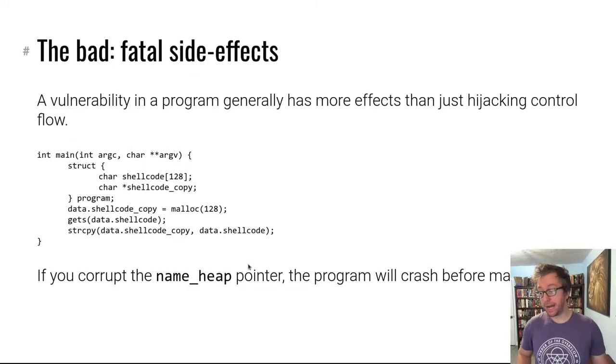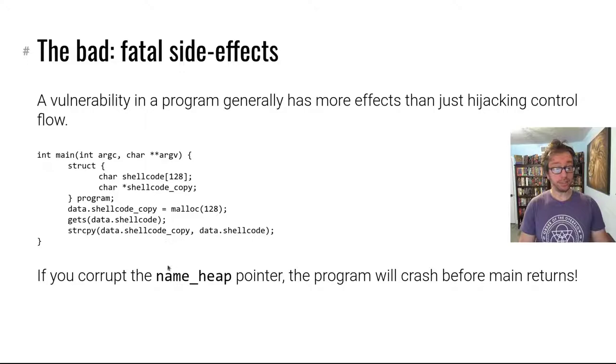All right. The bad news is that some side effects in a program are fatal. Consider this example. You have a shellcode and you have a copy of the shellcode. And the copy of the shellcode has an allocated buffer on the heap that is strcpy'd into from the shellcode. This is really bad news because when you overflow this shellcode buffer to then ideally overflow the stack and redirect control flow into your shellcode, if all the mitigations are disabled, like it's 1999, you're going to have a hard time because you will overwrite your shellcode copy pointer, most likely with something invalid, and your program will crash here, at this strcpy.